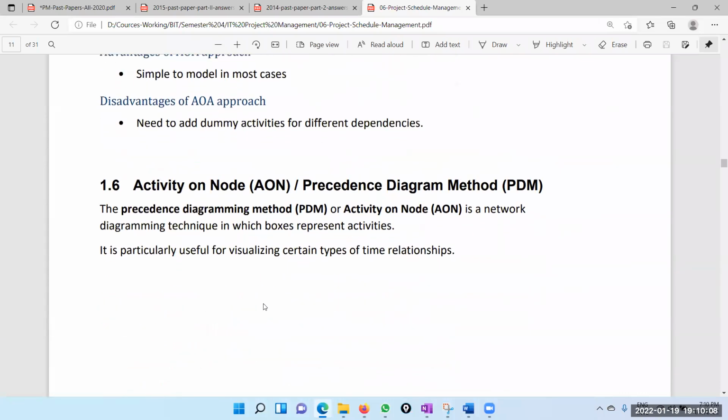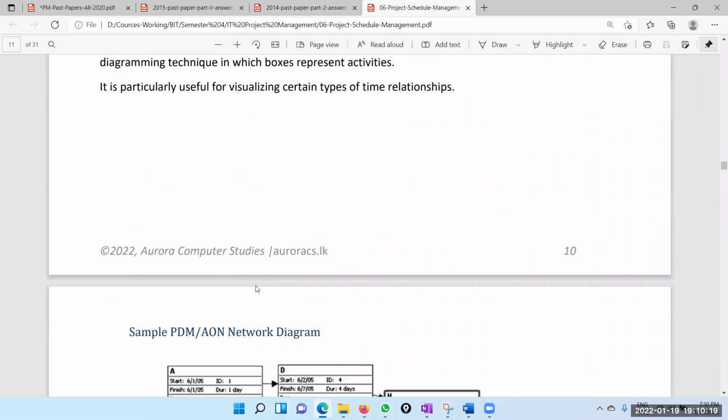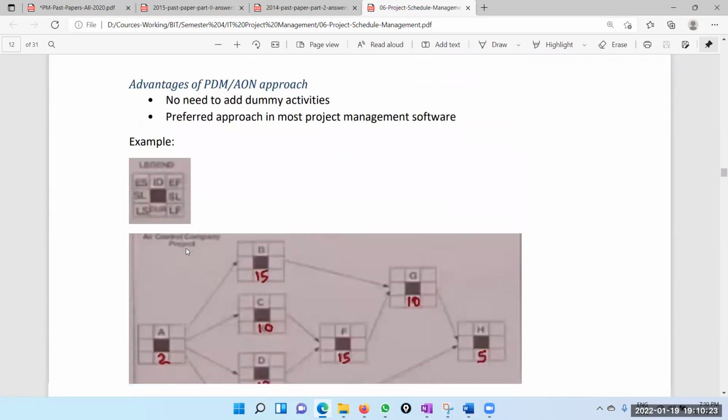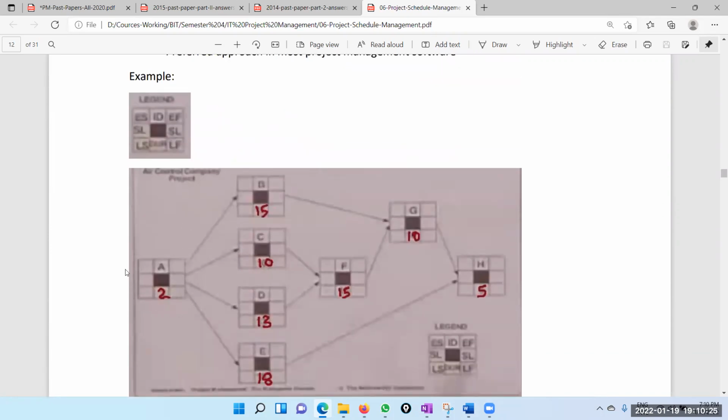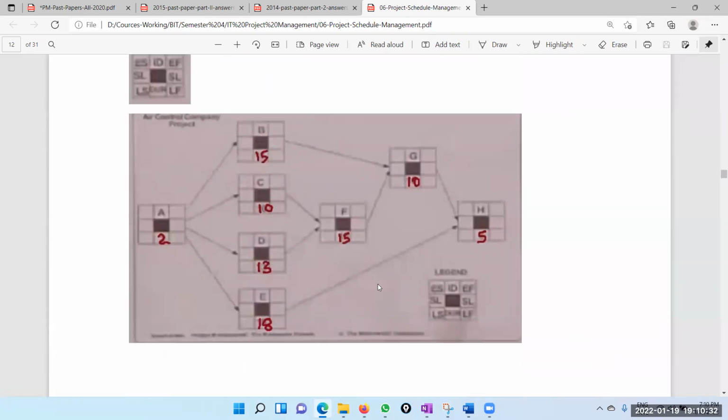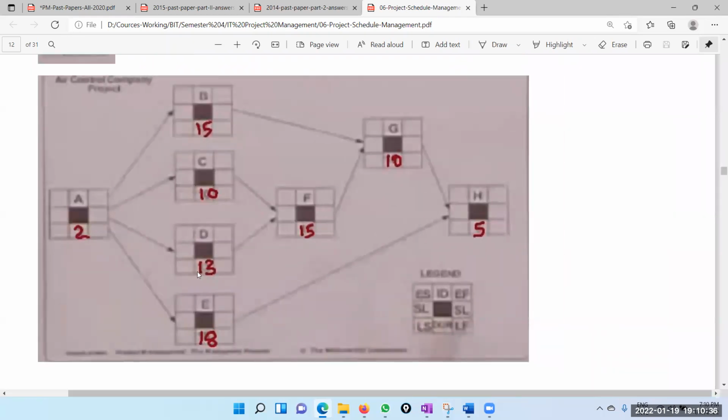Activity on node, or sometimes we call it the precedence diagram approach. Let's see how it is done. In this approach, we have activities on the node. I think we didn't do this one, right? Did we do this? No, right? Activities on node.